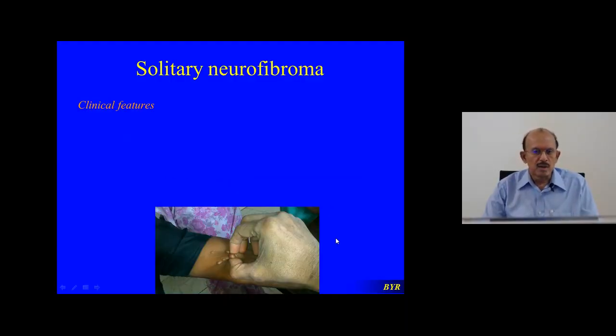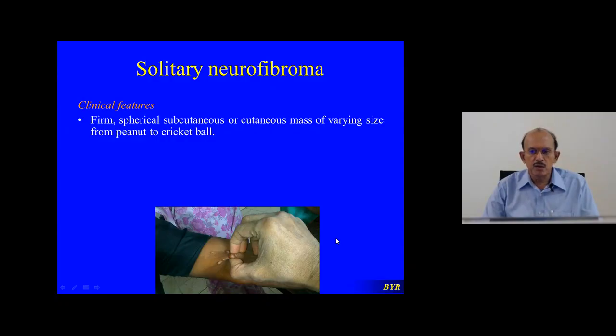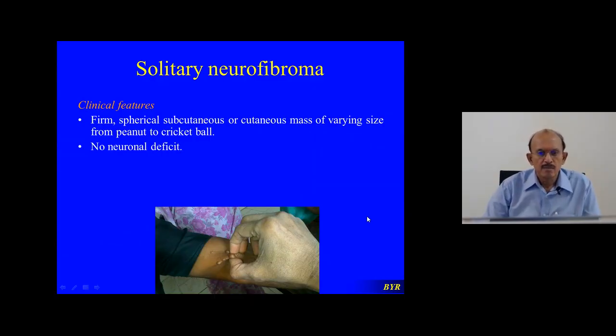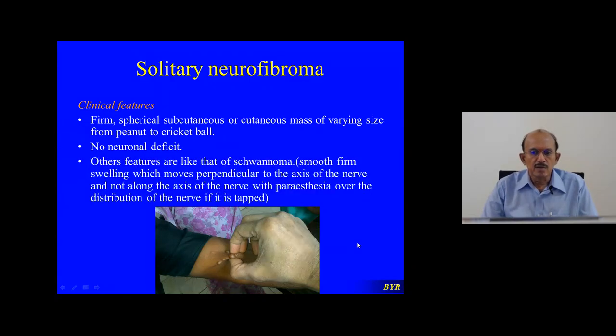Solitary neurofibroma is a spherical subcutaneous or cutaneous mass of varying size, from peanut to cricket ball size. There is no neuronal deficit. Other features are like that of schwannoma. It is a smooth swelling which moves perpendicular to the axis of the nerve and not along the axis of the nerve, with paresthesia over the distribution of the nerve if it is tapped.